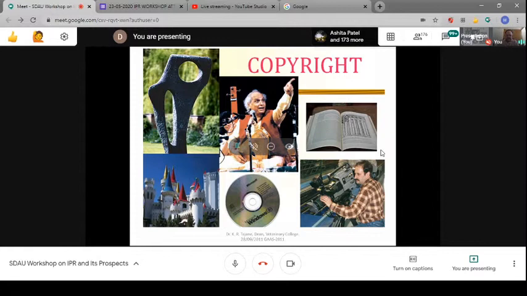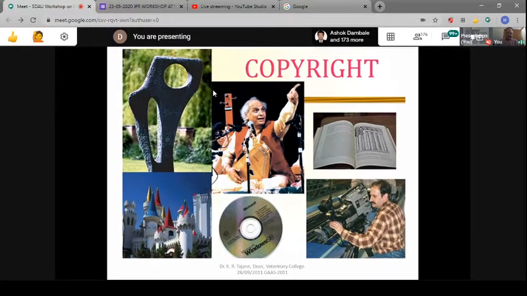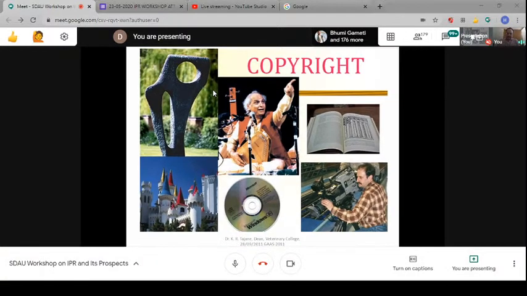artistic work, literary work, musical compositions, designs, paintings, and designs of buildings. All this can be protected by using the intellectual property right known as copyright. So books, musical compositions, software programs, the code of software programs, all this can be protected using copyright.